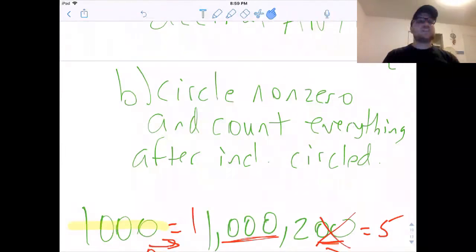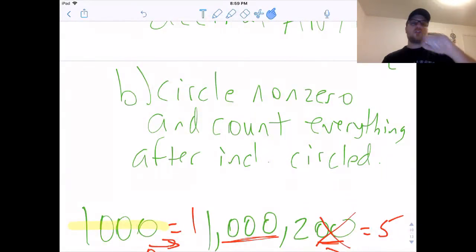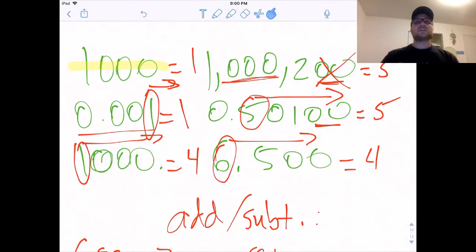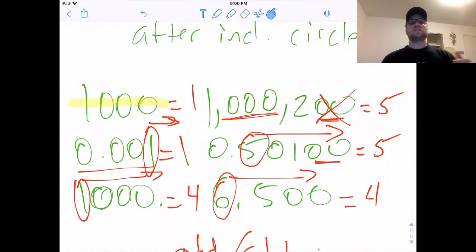0.50100 had 5. We circled the 5 because we had a decimal in our number and 5 was the first non-zero we saw. We circled it and counted everything after it. The 5 and the 4 numbers after it add up to 5. 1,000. with a decimal had 4 because now we have a decimal, so we have to include that 1 and everything after. And 6.500 also had 4 because we have to include that 6 and count everything after.